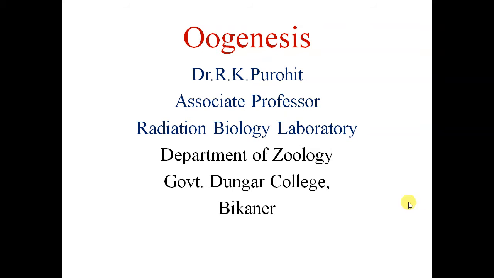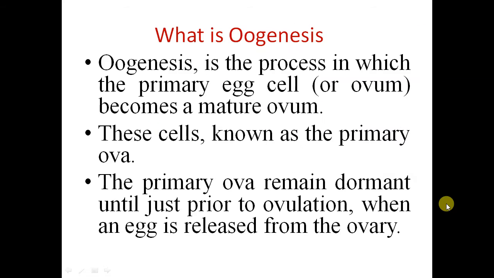Dear students, today we will talk about oogenesis. I would like to discuss what oogenesis is. It is the process in which the primary egg cell or ovum becomes a mature ovum. These cells are known as the primary ova. The primary ova remain dormant until just prior to ovulation, when an egg is released from the ovary.